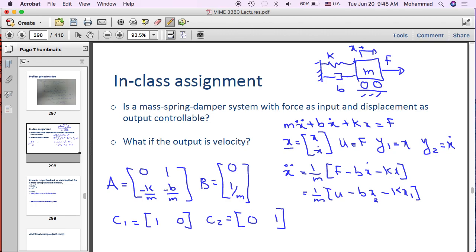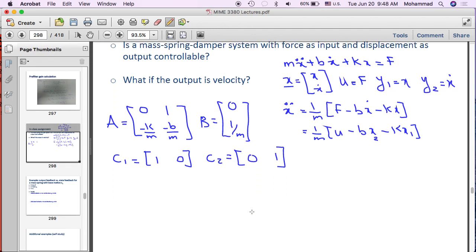So these are the two C matrices. Any questions before we move forward? So the question is whether this system is controllable, and whether or not the choice of output would have any bearing. So how do we check controllability? We create this matrix that is made of B as the first column and A times B as the second column. This is a second order system, so we'll stop at power 1 of A, which is n minus 1, 2 minus 1.